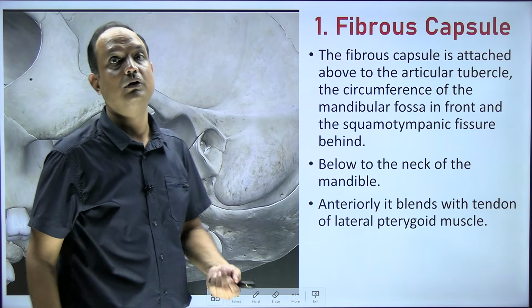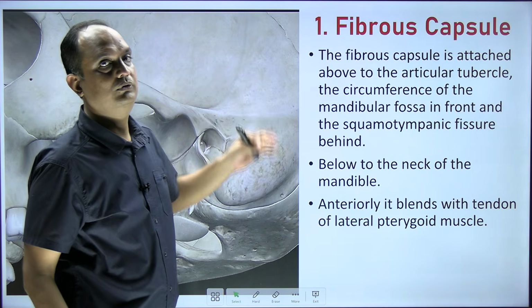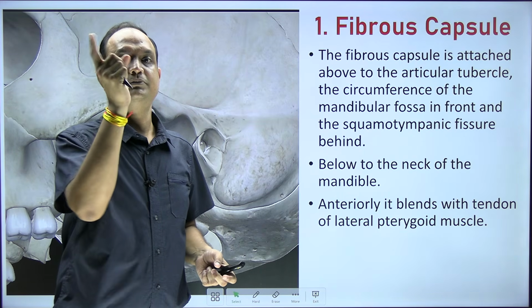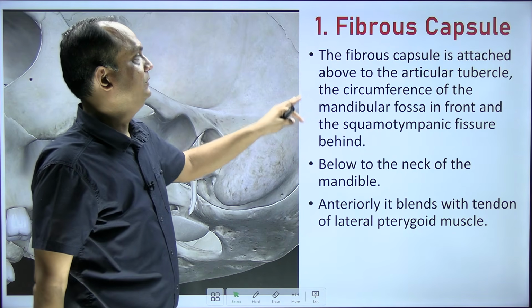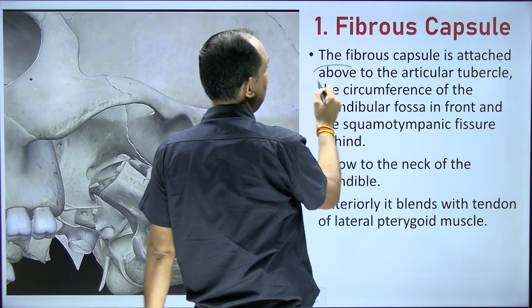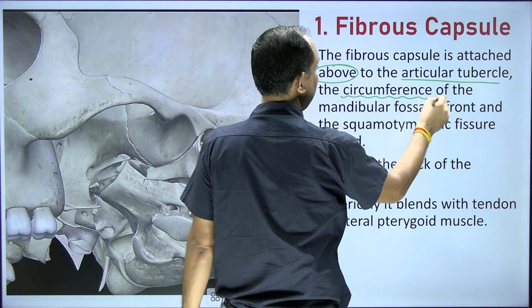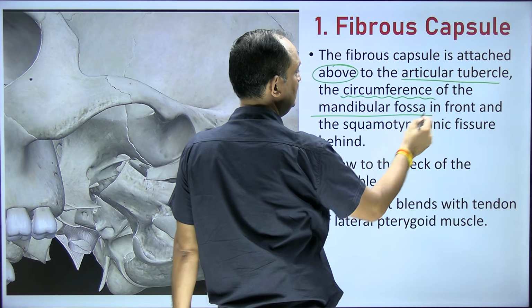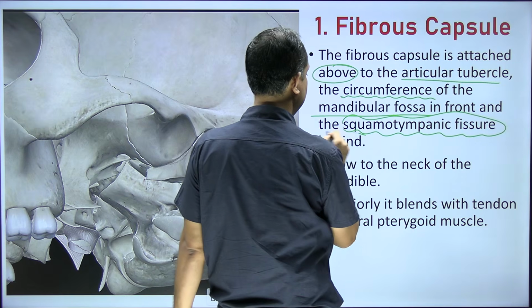First is the capsule of the TM joint. Now dear students, when you see the capsule, you have to understand the upper attachment and lower attachment of that capsule. So the fibrous capsule is attached above. Now what is the upper attachment? Above, it is attached to the articular tubercle, then the circumference, that means the margin of the mandibular fossa in front, and to the squamotympanic fissure behind.